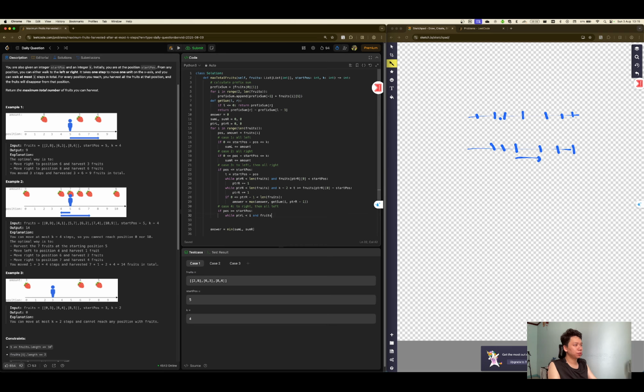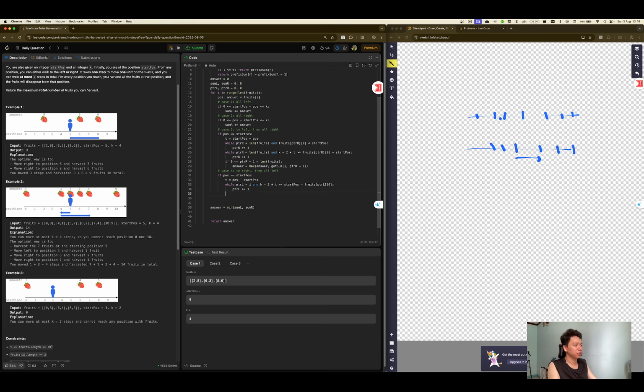Actually proves the t. We need to calculate the t here is like this: the pos minus start pos and k minus 2 multiply t. This remaining distance is still larger than the distance from the start pos minus pos point to left 0. So we're gonna increase the pointer left. So that's it.